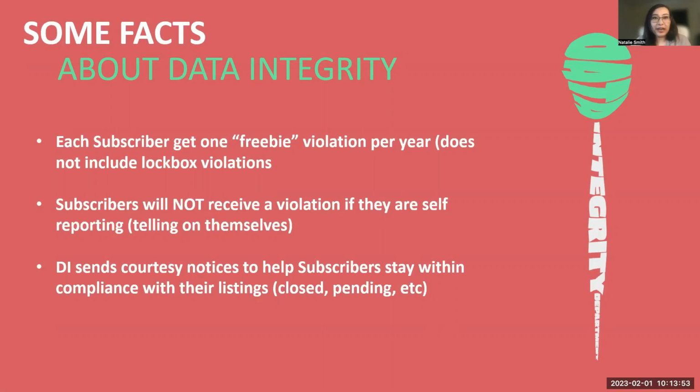I also want to point out, as kind of a data integrity hack, that they send out these courtesy notices. This is especially important when you have a listing on the market. Data integrity sends you email reminders 10 days out from your closing date and 2 days out from your closing date. That way, if information changed in real life, like maybe the price changed, or the closing date got extended because that's just life and always happens, you're reminded to go in and update it in the system.